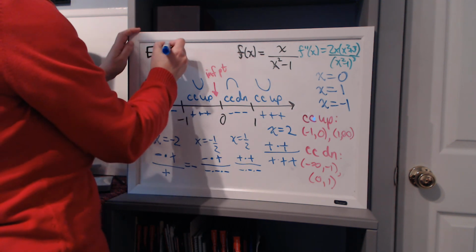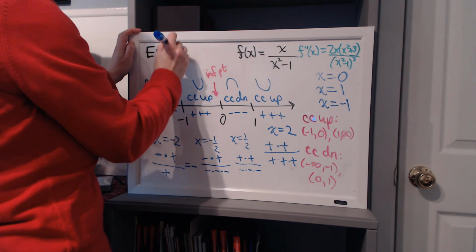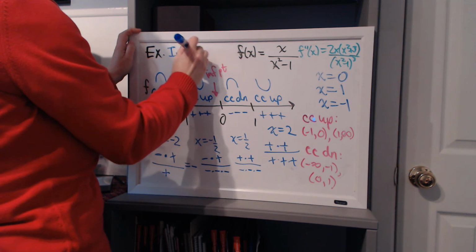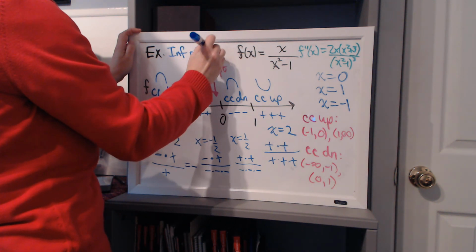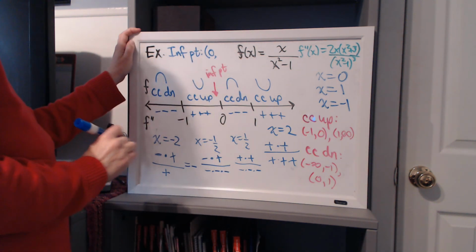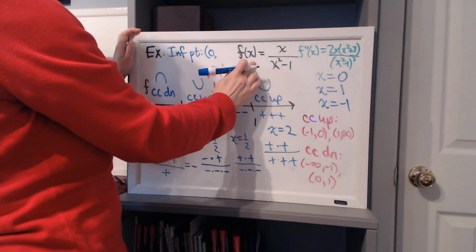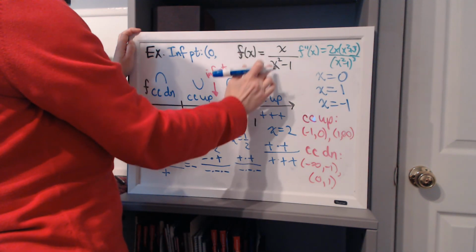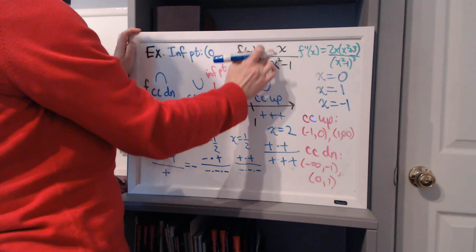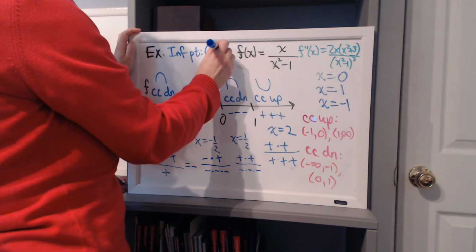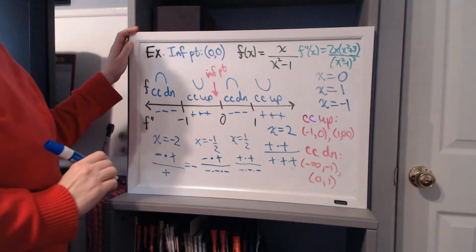And the actual coordinates for that inflection point are going to be x equals 0, and then we're going to plug into the function, and we're going to get 0 over 0 minus 1. So that gives us 0 over negative 1, which is 0. So our inflection point is at 0, 0.